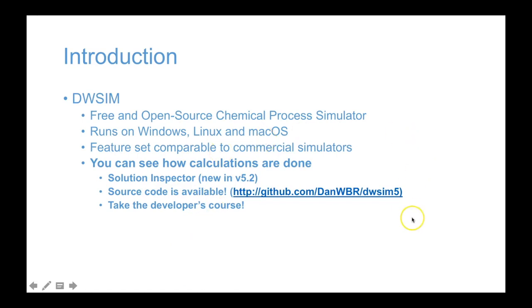as you know already from the introductory course, DWSIM is a free and open source chemical process simulator. It runs on Windows, Linux, and Mac OS. The feature set is comparable to commercial simulators, but the main difference is that with DWSIM you can see how the calculations are done because it is open source, so the source is available to you. And with the solution inspector, which is new in v5.2, you can get a more user-friendly view of the calculations, as you will learn later. The source code is available, as I said before, on GitHub.